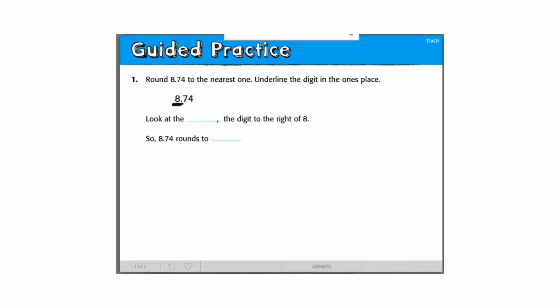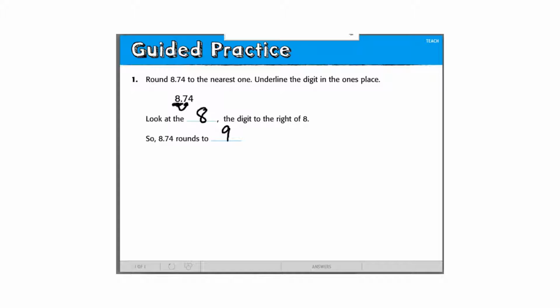You have to know, if you miss step 1, if you're not sure where the places are and you underline the wrong number, you may round correctly, but because you didn't have the right number underlined, you're going to get the wrong answer. So we're going to look at the 8. Look to the right, which is a 7. So now the 8 becomes a 9, and everything after disappears. So your final answer would just be 9.